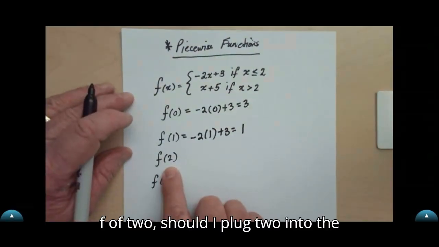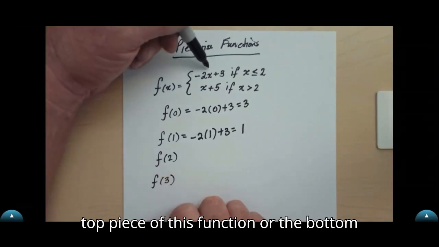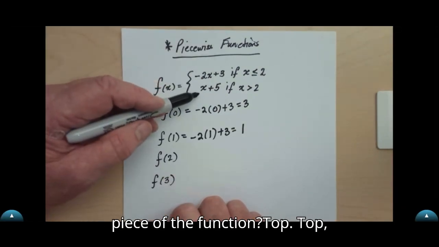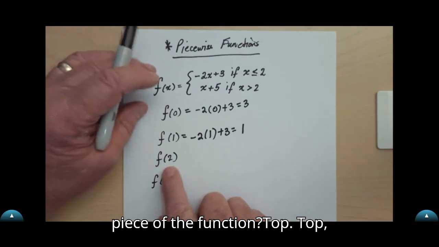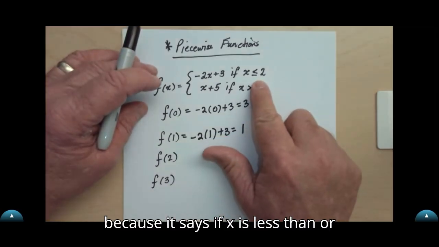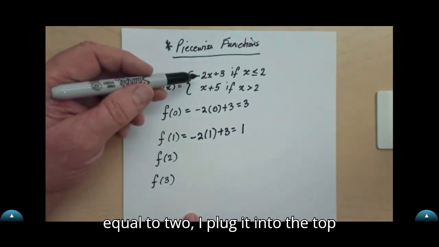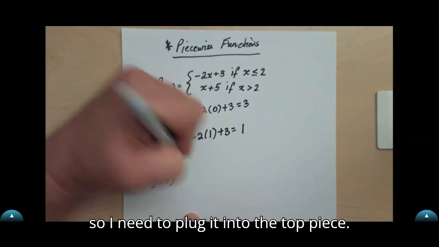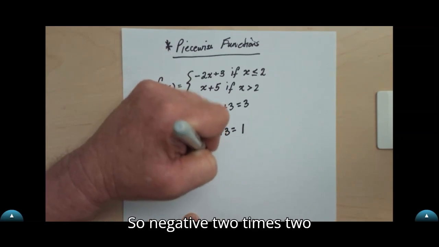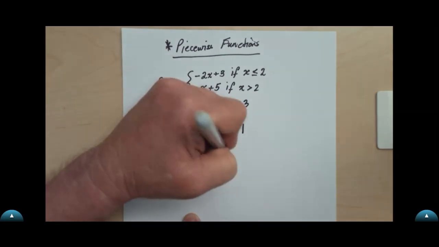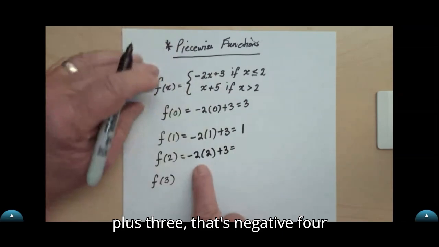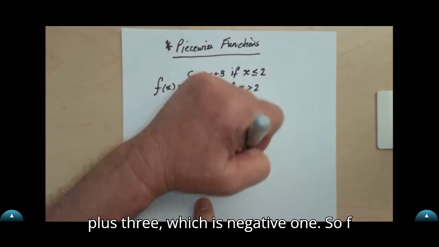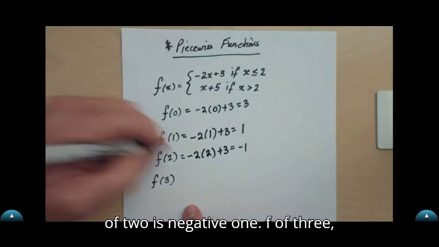So f of 1 is equal to 1. F of 2, should I plug 2 into the top piece of this function or the bottom piece of the function? Top, because it says if x is less than or equal to 2, I plug it into the top piece, right? Well, 2 is equal to 2, so I need to plug it into the top piece. So negative 2 times 2 plus 3. That's negative 4 plus 3, which is negative 1. So f of 2 is negative 1.